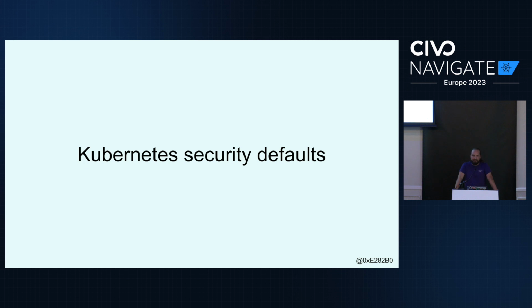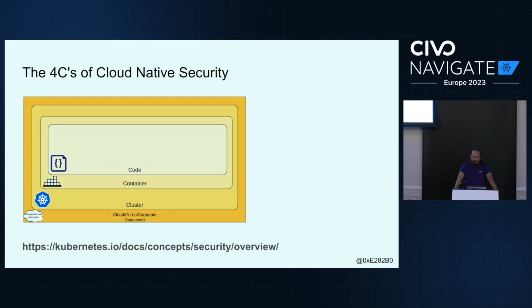So let's have a look at Kubernetes security defaults, because we are starting a managed Kubernetes with Civo, and there is no option to change my image, I want to have something in the container config and a binary on the path. So you might remember the 4 C's of cloud native security from the Kubernetes documentation. The inner layer is the code, then we have the container, the cluster, and then the cloud, co-located data center, or corporate data center. It just needs to be a C, otherwise it would not be 4 C's.